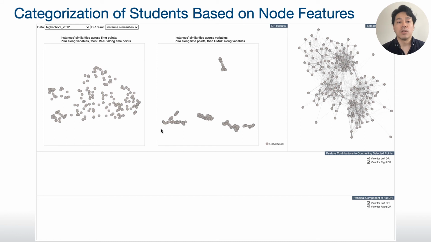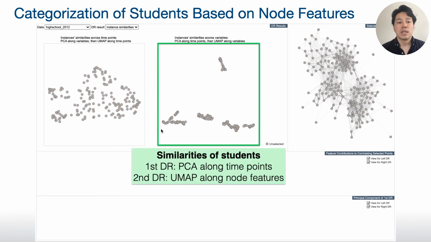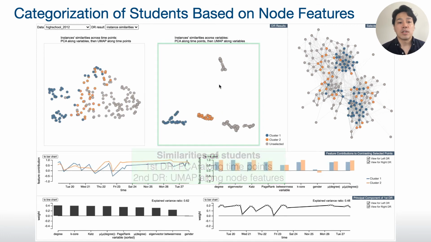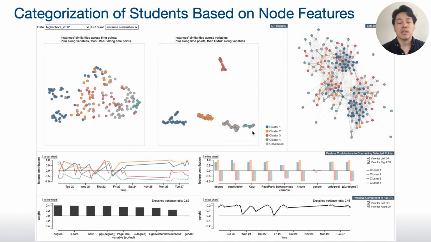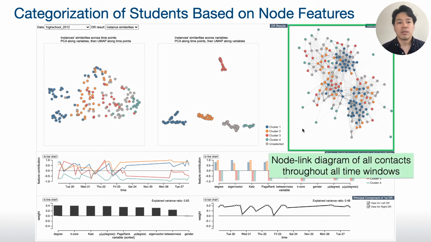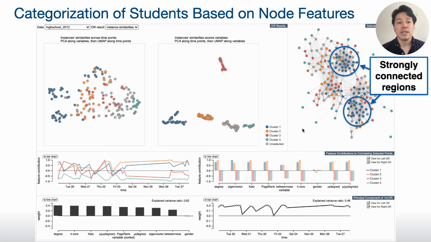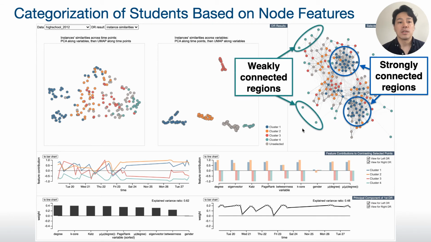From the obtained tensor, we identify and characterize different groups of students. The right result shows the similarities of students based on node features. Here, we select several distinct clusters to analyze their characteristics in more detail. From the node link diagram, which shows all communications throughout the entire period, we can see students in the blue cluster are located in the strongly connected regions. In contrast, students in the teal cluster have only a few connections to others.